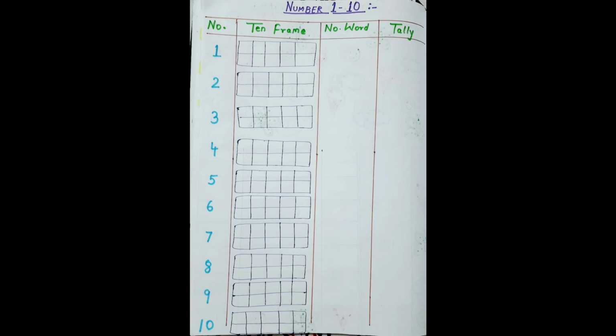Now this is the next worksheet, where I have given some columns with numbers from 1 to 10, and I have given a ten frame, and there are some number words and tally marks. So what the kid needs to do is, for example, for number 1, in the ten frame they need to color one box, write the number 1 as a word, like one, and make the tally mark of 1. Same way they will go for 2. In the ten frame they will color 2 boxes with any color they like, write the number word of 2, like TWO, and make the tally mark of 2. Same way they will do all the process till 10, and they will complete the worksheet.